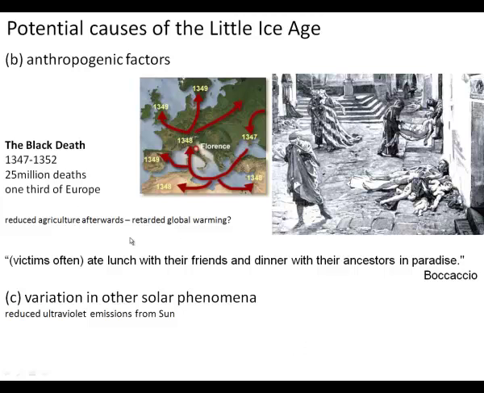So this is again, if you like, an echo of events today where anthropogenic change is causing climate change. In this particular model, the decimation of the European population and the reduction in agricultural production would have then seen a response in the climate system by a cooling of the atmosphere.